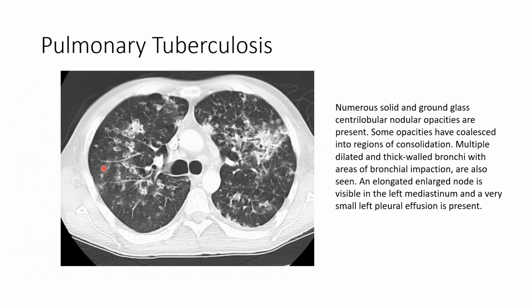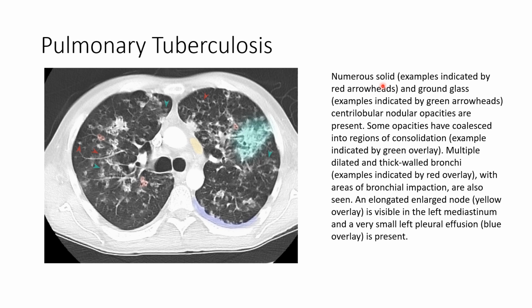Numerous solid and ground glass centrilobular nodular opacities are present. Denser ones are solid nodular opacities, while dimmer ones are ground glass nodular opacities. Some opacities have coalesced into regions of consolidation. Multiple dilated and thick-walled bronchi with areas of bronchial impaction are also seen. An enlarged, elongated lymph node is visible in the left mediastinum and a very small left pleural effusion is present.